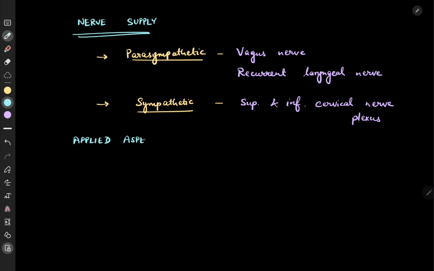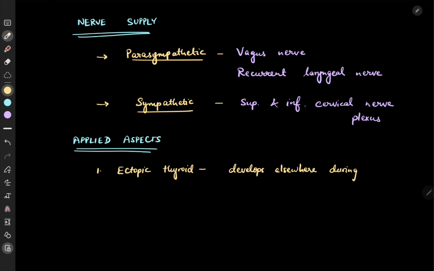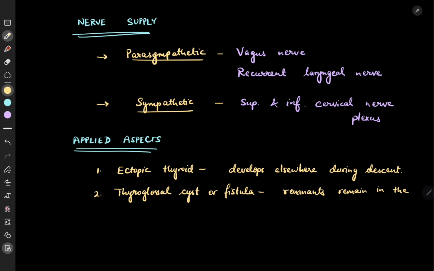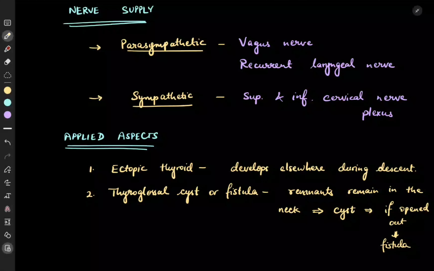Applied aspects. Ectopic thyroid. This is where the thyroid develops elsewhere during the descent. Thyroglossal cyst or fistula. Remnants of the thyroid gland remain elsewhere while descending, and a cyst forms. If the cyst opens out into the neck, it is called a fistula.